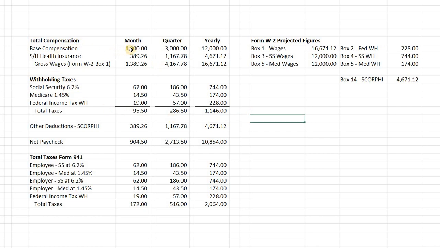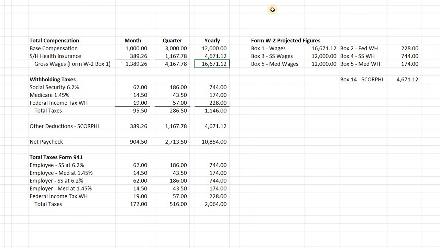So if we look at the compensation, we can see his base compensation here. Remember, he wants to pay himself $1,000 a month, and he's including the shareholder health insurance premium of $389.26. So his gross wages per month, which is ultimately going to end up in box 1 of his W-2, is $1,389.26 for the month. There's the quarterly figure, and there's the yearly amount that would be reported on his W-2.